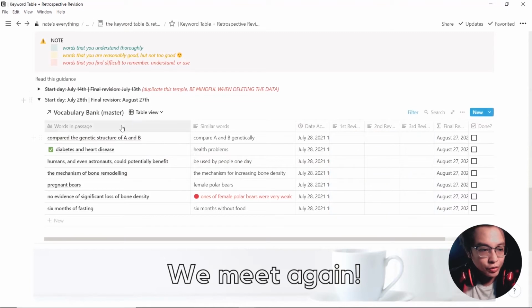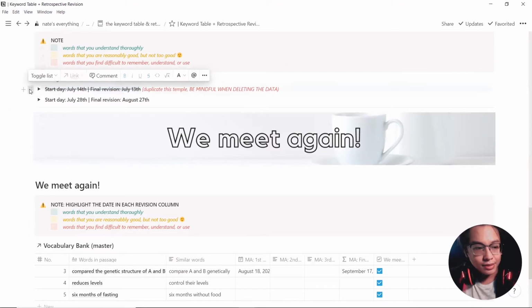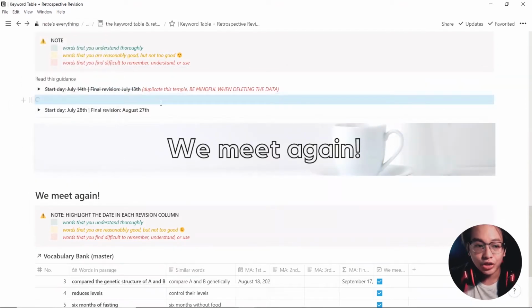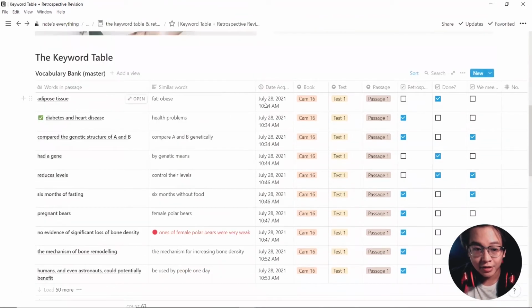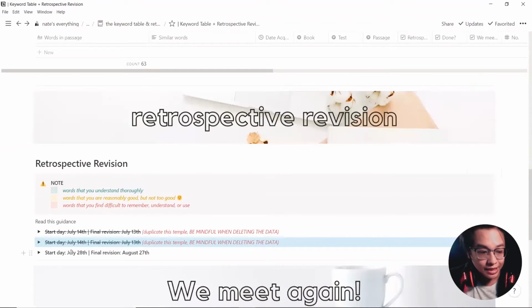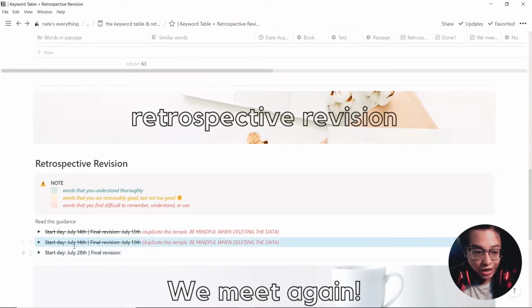Okay, so I'll show you. At first there's nothing like this too. There's only this one because this one is the template. So I duplicate it, and then I change the name. For example, I want to learn all the vocabulary that I have from the 28th of July. So I type in July 28th, and this will appear on the table. So: duplicate, change the date.